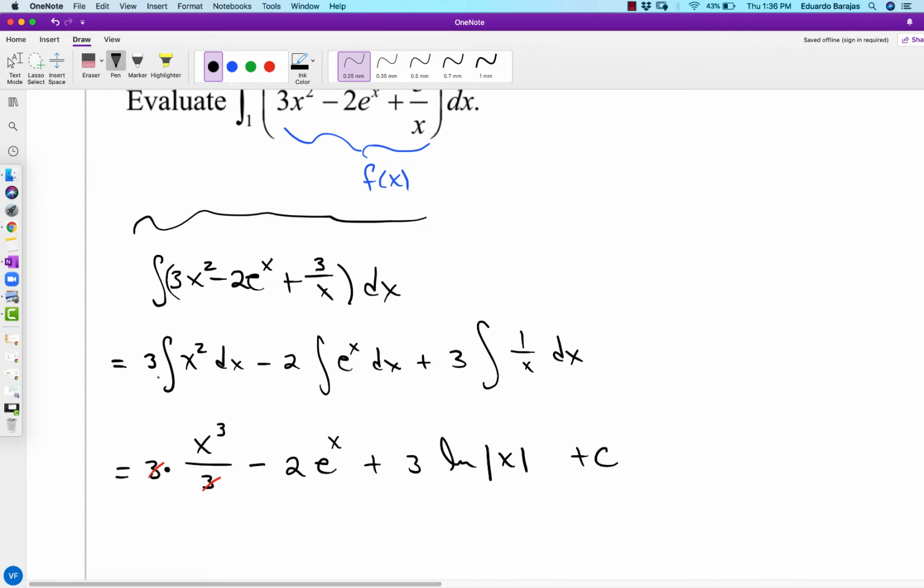And so we could say that the antiderivative, which is this thing here, we'll call this capital F of x, is equal to this, which is equal to that. So capital F of x is equal to x cubed minus 2e to the x plus 3 ln of absolute value of x plus some constant. Now we can identify c could be any real number, right? This is where c equals any real number.